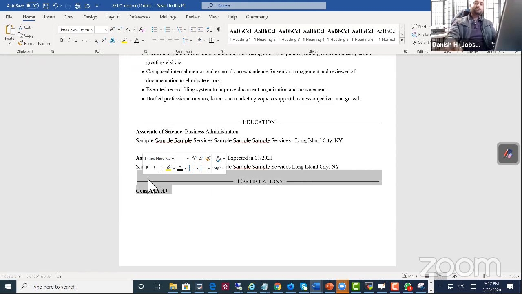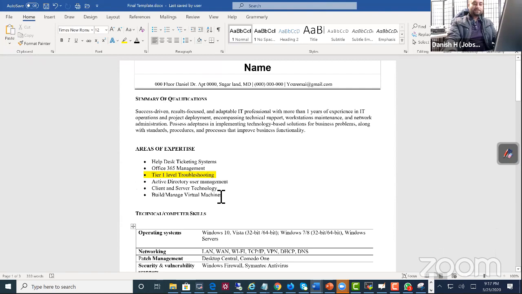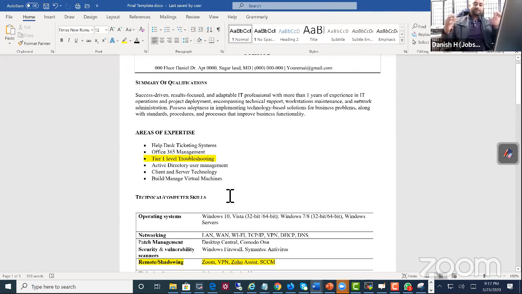Now let me show you a resume that looks like an IT resume. Now look at this one. If I pick up this resume, that's what you call an IT resume. This is where you are grabbing attention. Like as soon as I see this, I'm okay. Ticketing, Office 365, level 1 troubleshooting, Active Directory, and stuff like that. You see, you're hitting the points right there.